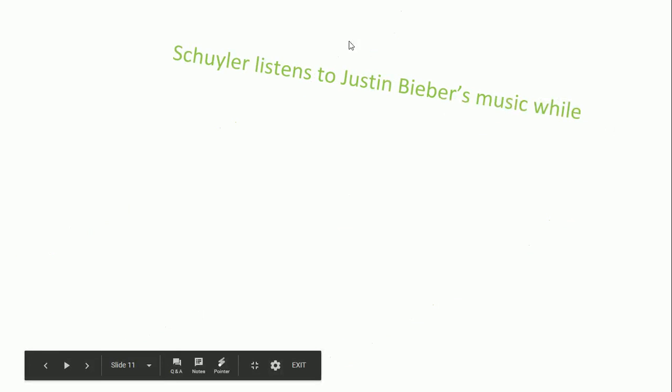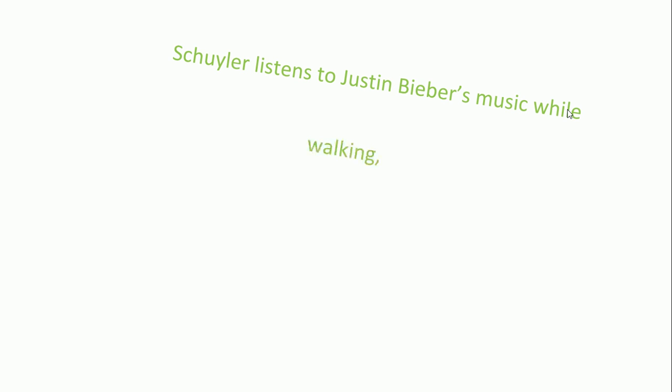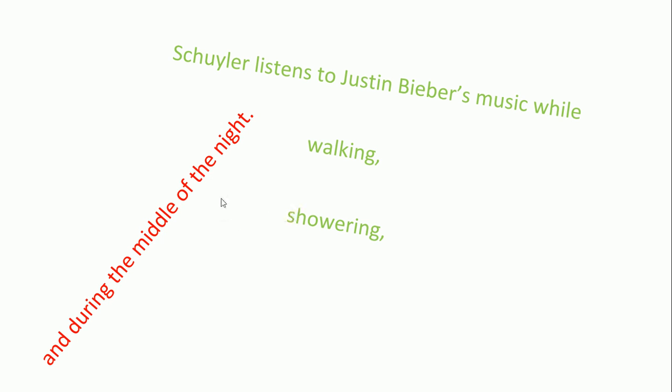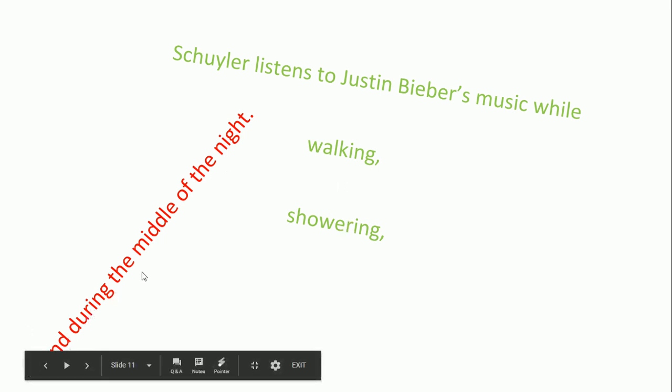Okay, now let's look at another example. Skylar, I don't know who that is, listens to Justin Bieber's music while walking, okay, showering, interesting, and during the middle of the night. So something is wrong here. This is not in parallel. Okay, these are three equivalent portions of the sentence. They're places or states of being while Skylar listens to Justin Bieber's music in. One of them is walking, okay, and showering. These are both verbs conjugated in the progressive tense. These have identical form. But then we look down here, during the middle of the night.